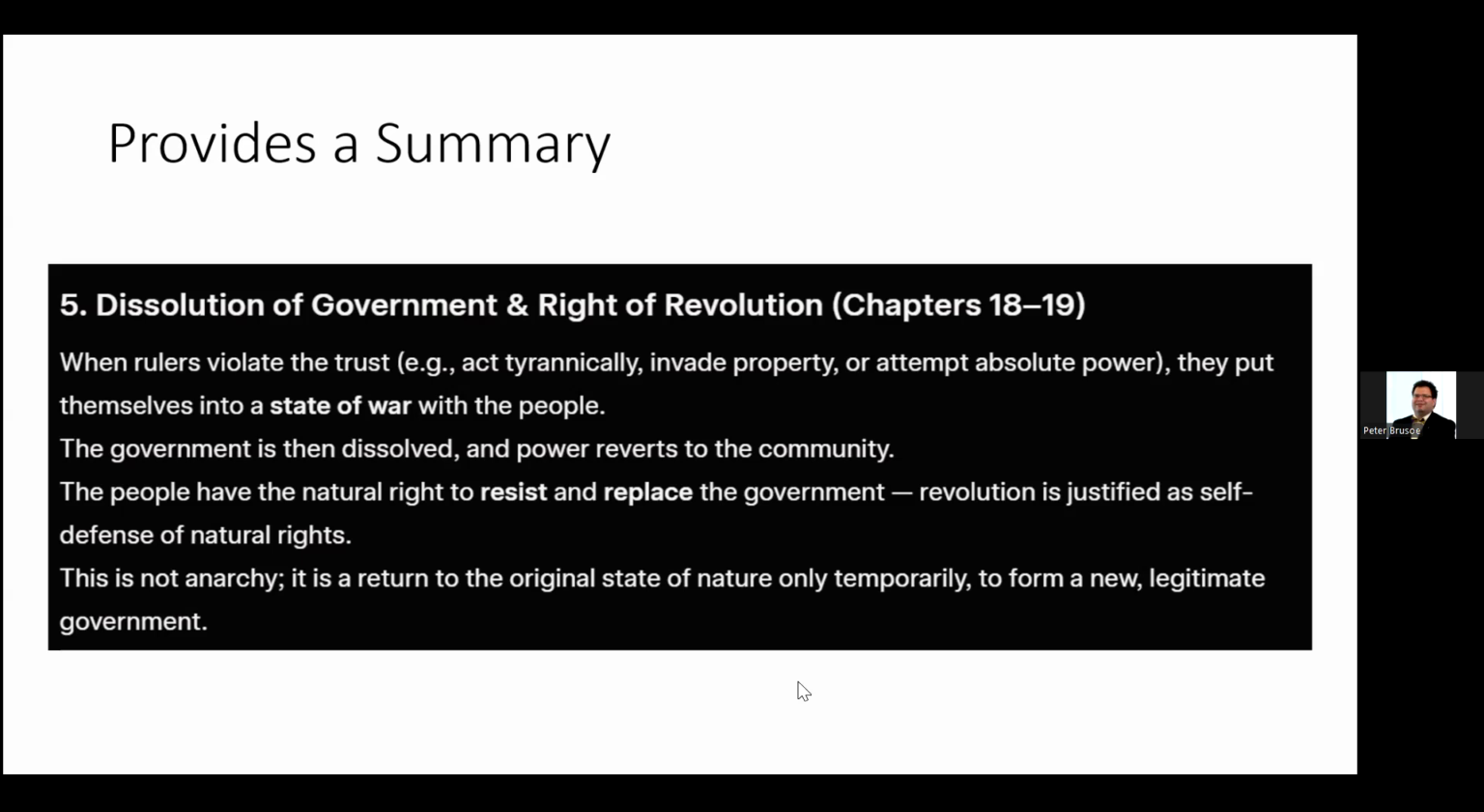Government is dissolved, power reverts to the community. People have the natural right to resist and replace the government. A revolution is justified as self-defense of natural rights. This is not an anarchy, just a return to the natural state.